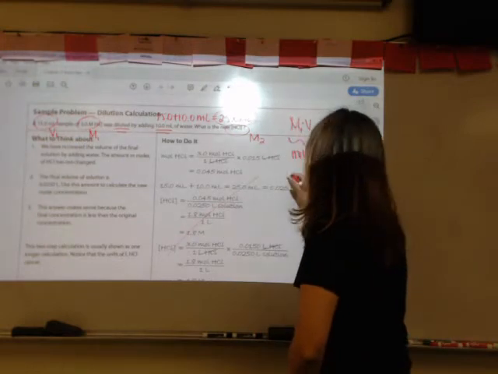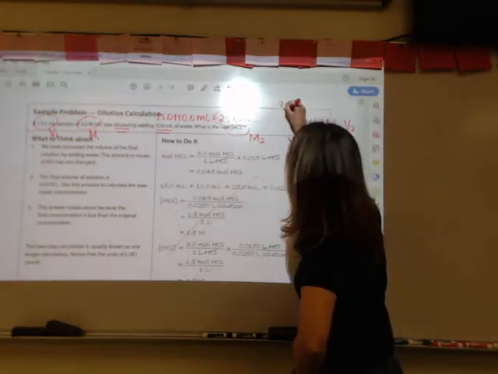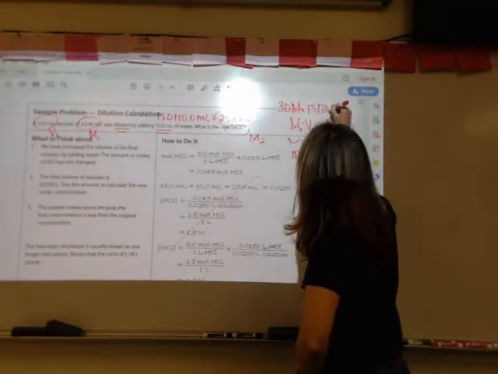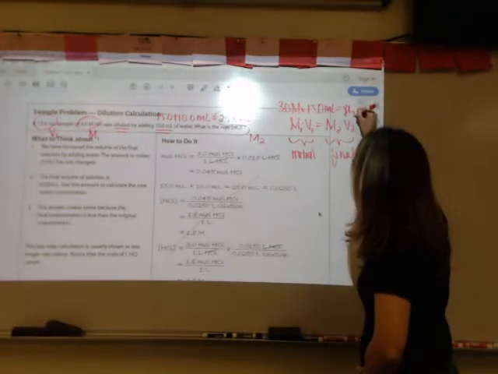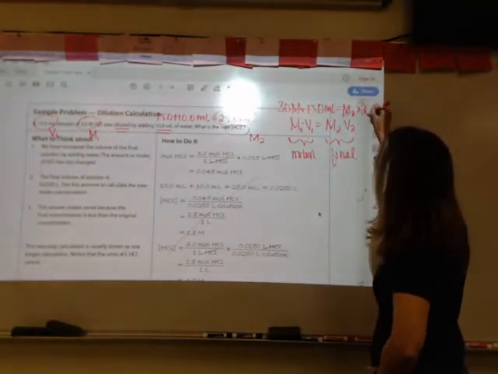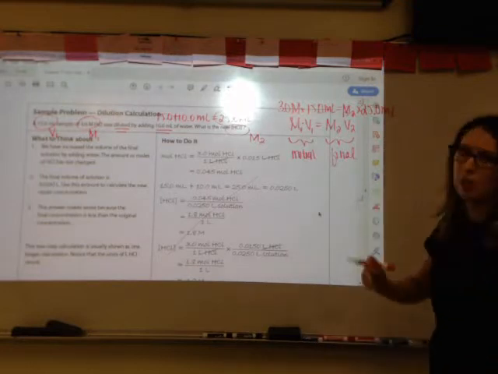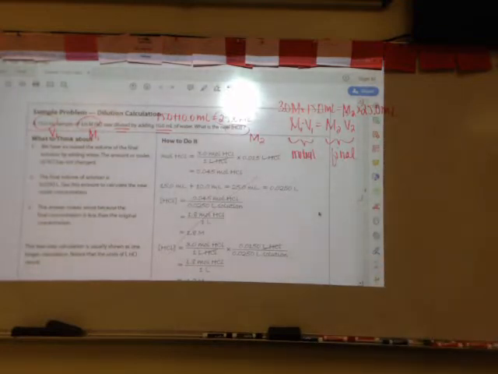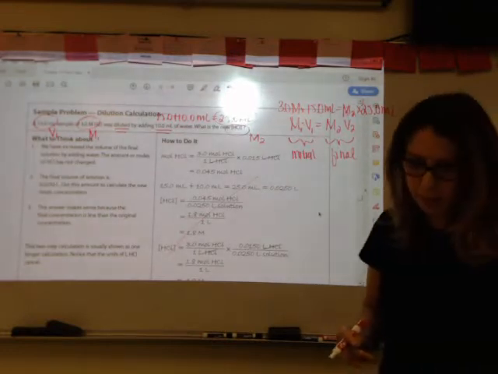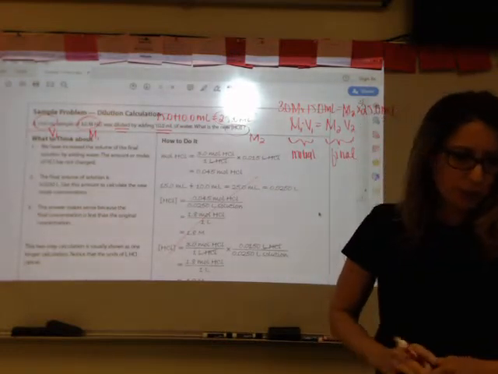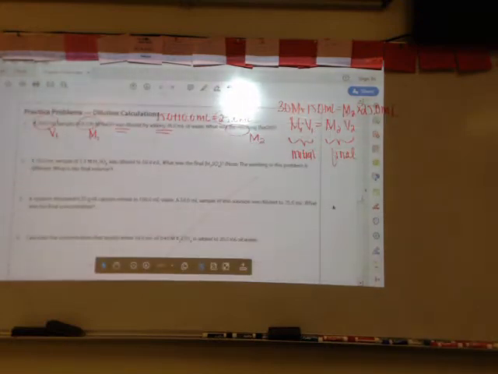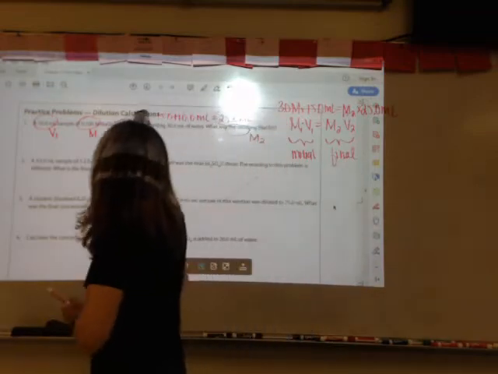So what you're going to do is you're just going to put your 3 molar here into M1, and your V1, which is 15 mL, would go there. And then you're solving for M2. Let me fix that. And then your V2 is 25 milliliters. So that means that you're going to divide both sides by 25 to solve for M2, and you're going to end up with 1.8 molarity. So we're going to apply this on the next page in dilution calculations.